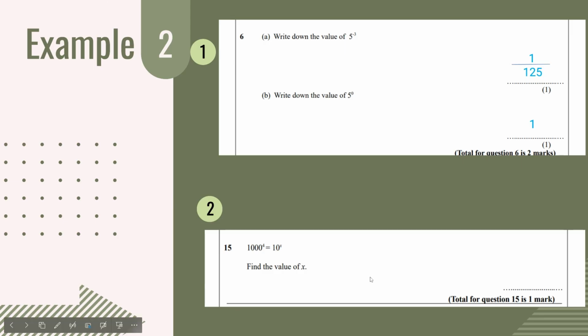Question 2 asks us to find the value of x when we have 1000 to the power of 4 equals 10 to the power of x. To find the value of x, we must first put 1000 to the power of 4 in the form of 10 to the power of something. We can rewrite 1000 as 10 to the power of 3. As the base numbers are the same, we can multiply 3 and 4 to get x equals 12.